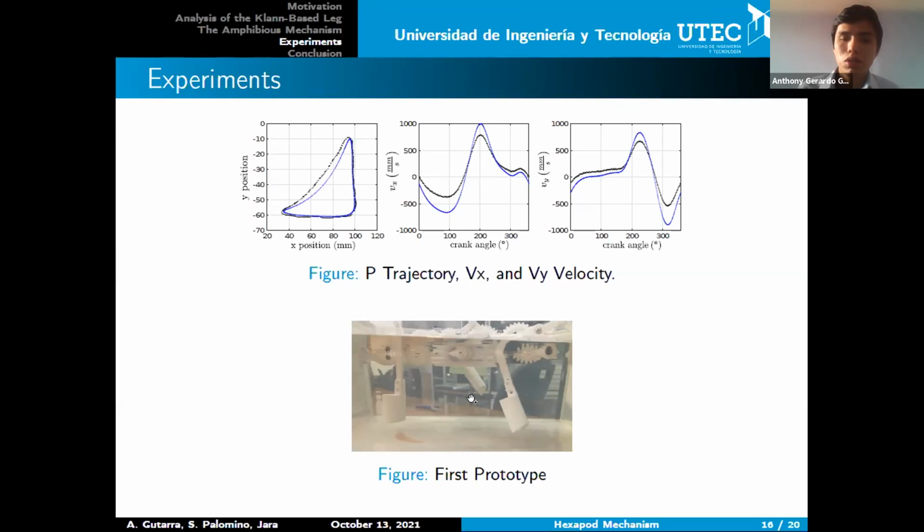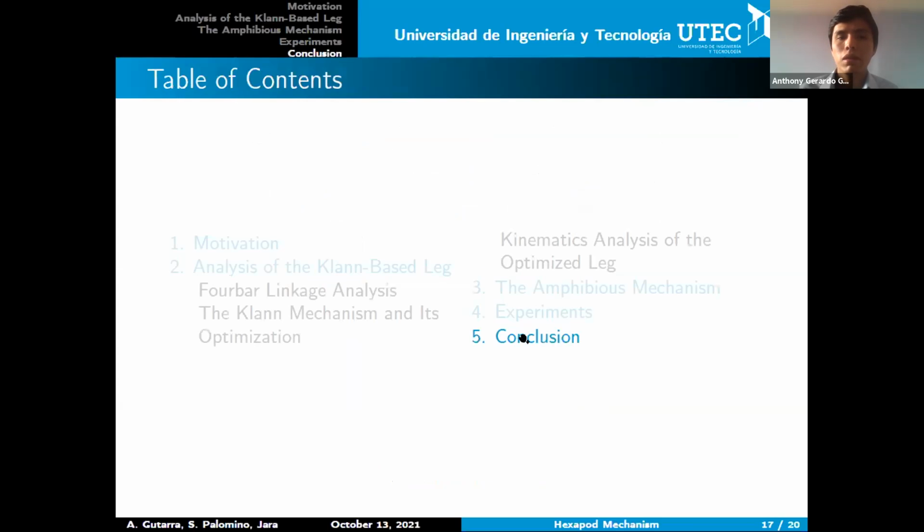In the image shown here, we can see the first prototype, and we use this prototype to prove the buoyancy force and the drag force acting on the mechanism, and not the displacement. Now we are working on the displacement of the mechanism, but these results are not part of this paper.